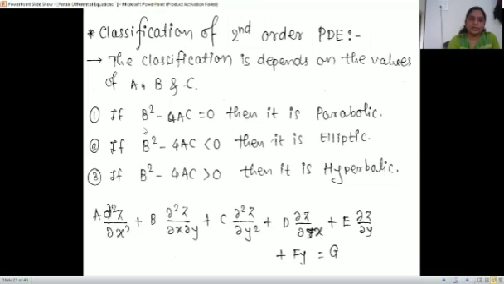So we find b square minus 4ac from the ABC values. If b square minus 4ac is equal to 0, then it is a parabolic equation. If b square minus 4ac is less than 0, that is negative, then it is elliptical. And if b square minus 4ac is greater than 0, then the equation is hyperbolic.